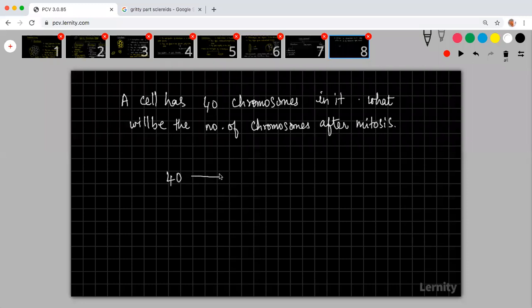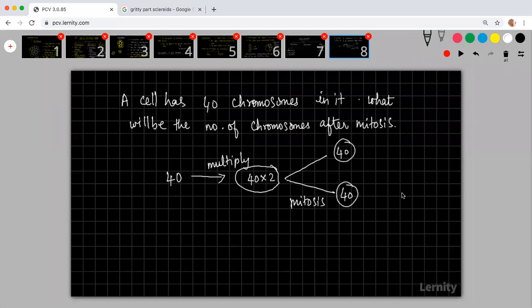So if it is going to have 40 chromosomes, it will multiply. And it will multiply into what? 40 into 2. And then it will divide, mitosis will happen. It will have 40 and 40. That's all. If the same thing, what will happen to the chromosomes after meiosis? If it is having 40 chromosomes, mitosis is A, and what is B? B is meiosis.